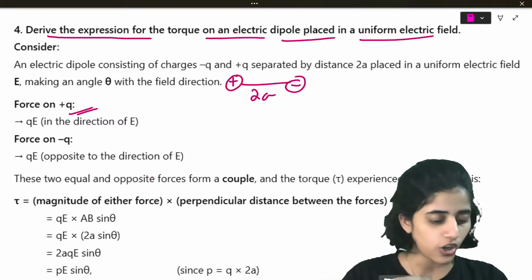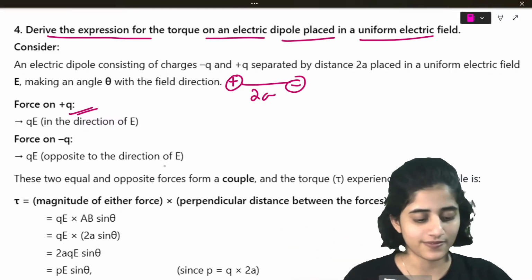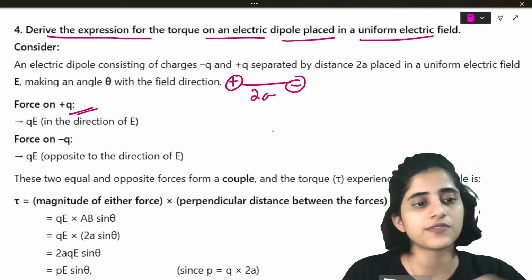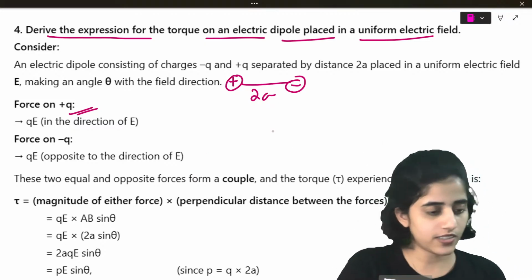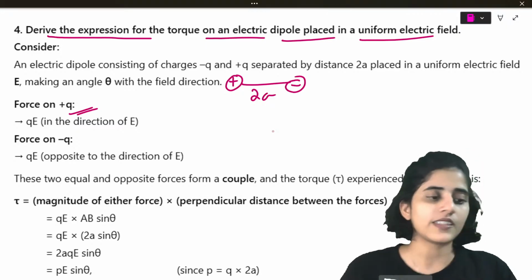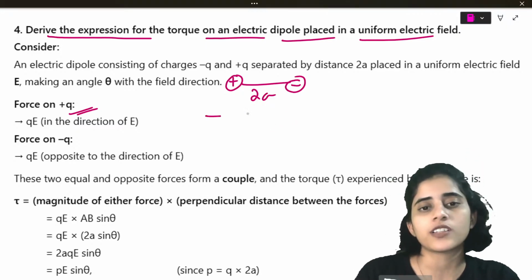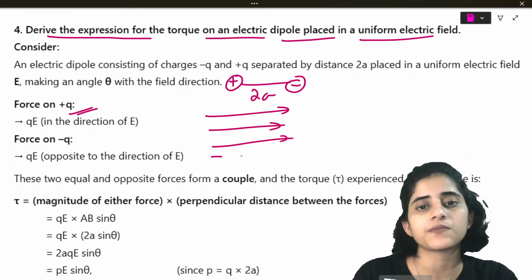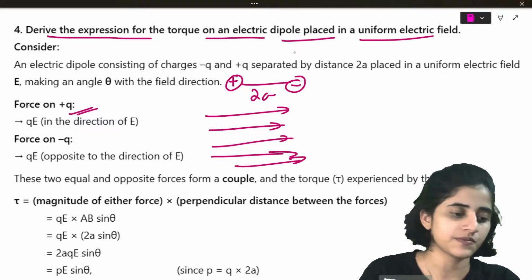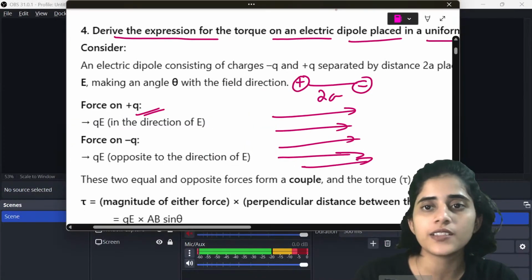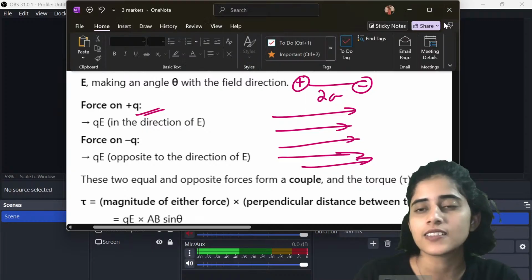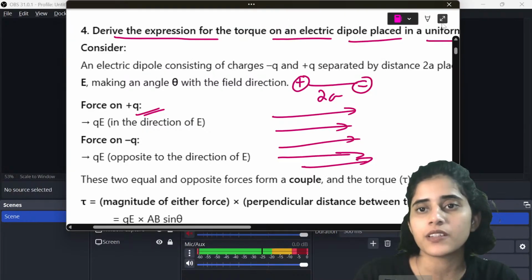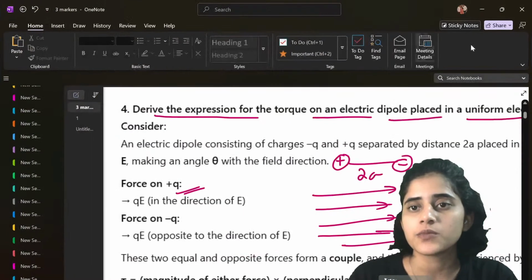Now, what is a torque? So if you could just keep my phone here, yeah. So what is a torque? Imagine you have an electric field. This keeps happening to me in my class. I'm sorry.